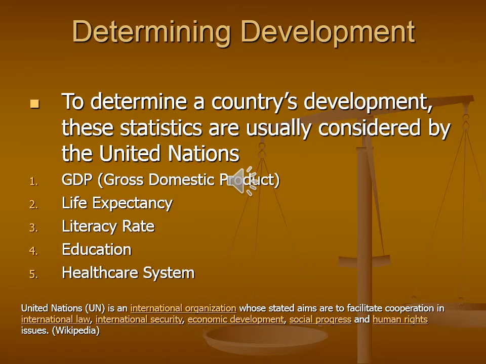Determining development. How can we determine development? To determine a country's development, these statistics are usually considered by the United Nations. First, we have GDP, which means gross domestic product. Second, it is life expectancy. Third, it is literacy rate. Fourth is education. And fifth and finally, it is healthcare system.